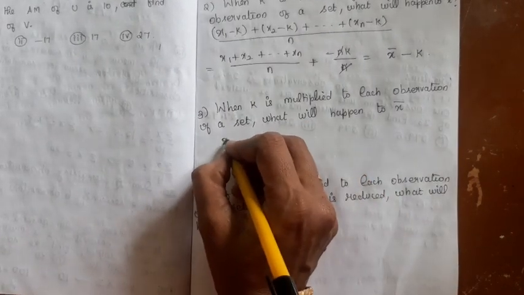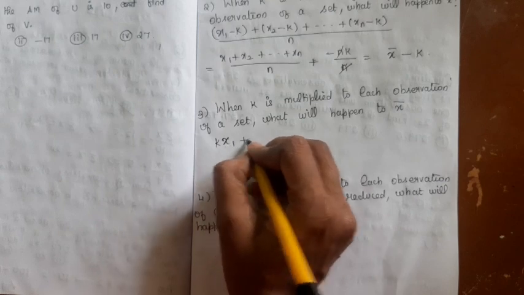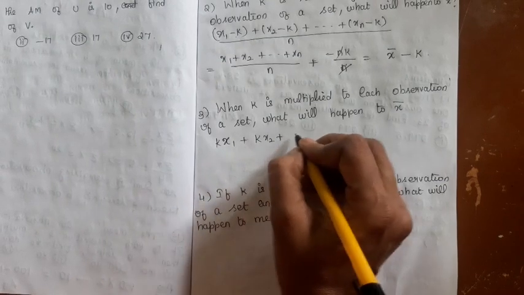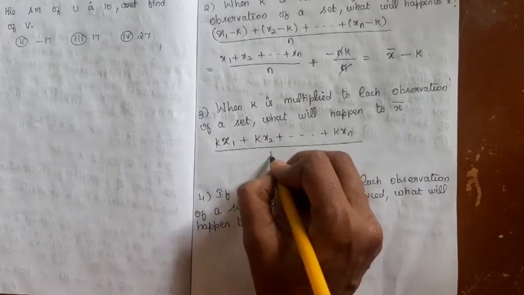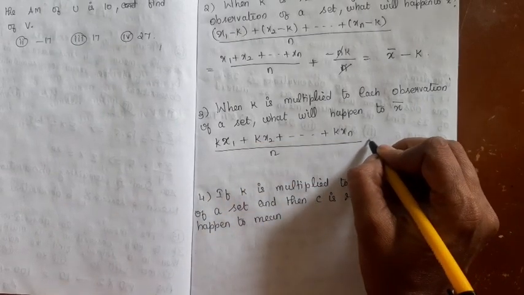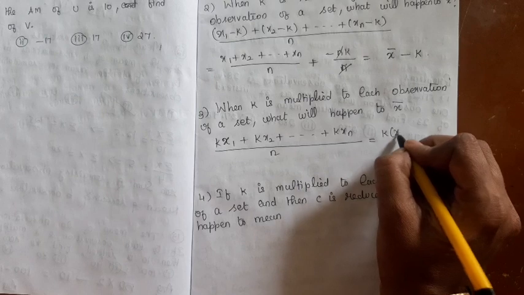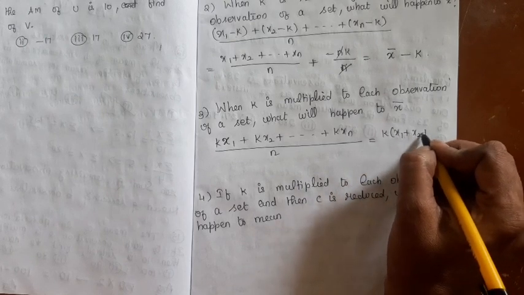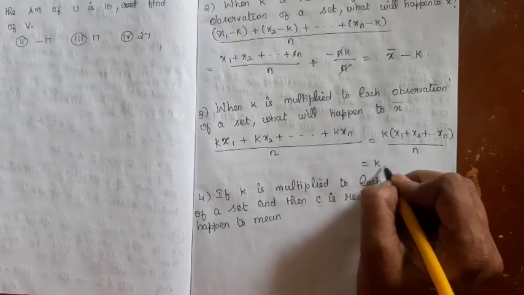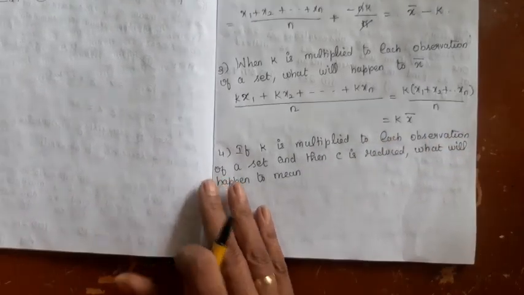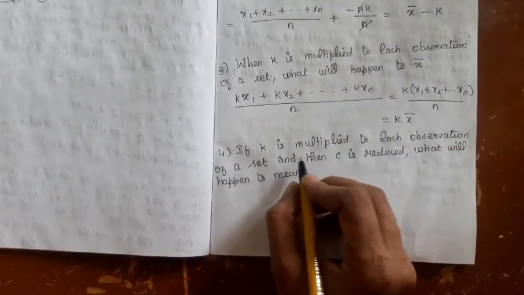When k is multiplied to each observation, you have kx1, kx2 plus etc. kxn as the observations. So what will happen? You can take k outside. So you have k times x1 plus x2 plus etc. xn by n, which is k x bar. The mean will be multiplied by k.